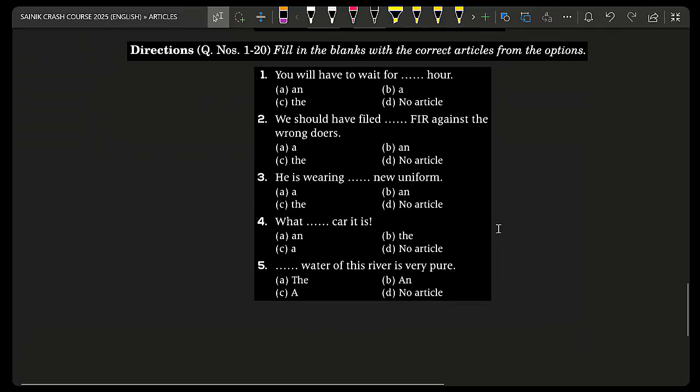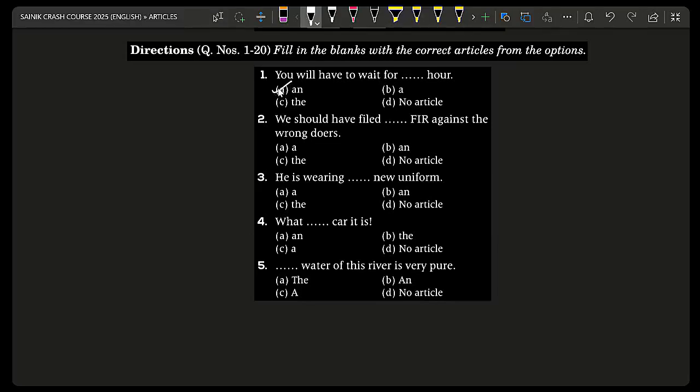Fill in the blanks with the correct articles. Read the question. Sir, you will have to wait for dash or... Yes, for an. Why, and can you explain? Sir, H is silent. Because H is silent, it pronounces the vowel sound. Very good. And R is correct.